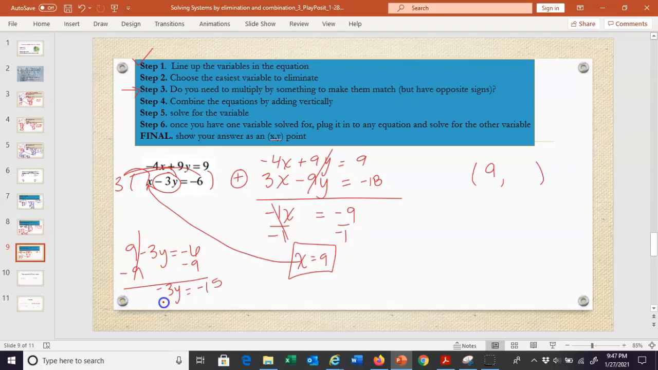Negative 15. We'll divide both sides by negative 3. Y equals 5. There's the answer. Done, done, done.